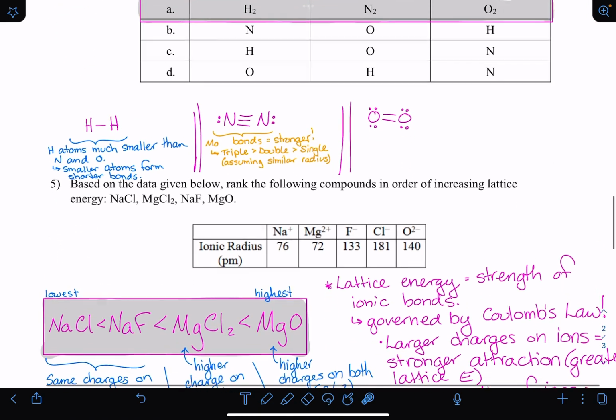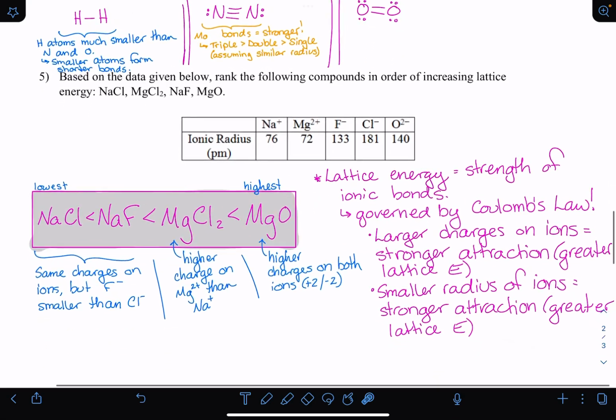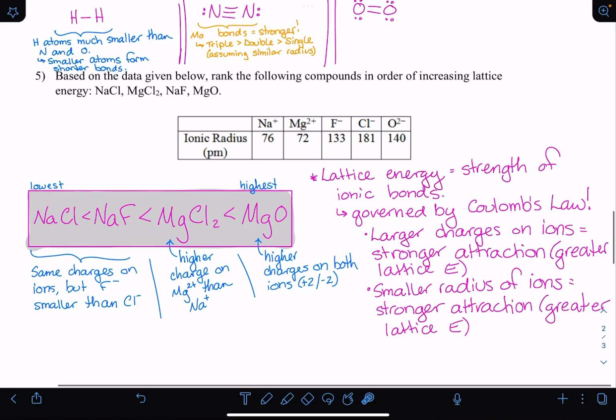And last but not least, you were asked to rank the following compounds in order of increasing lattice energy. Lattice energy is another thing to add to our list of things governed by Coulomb's law. So lattice energy is essentially just the strength of ionic bonds. And ions are charged particles, so the strength of attraction between charged particles is going to be controlled by Coulomb's law. So as usual, we have the same 2 big factors involved in Coulomb's law, which are the size of the charge and the distance between the charges.